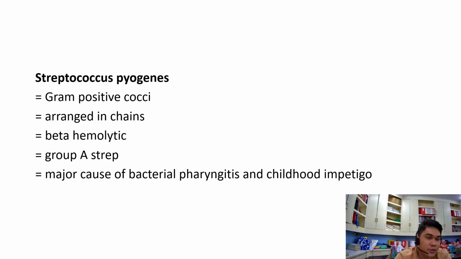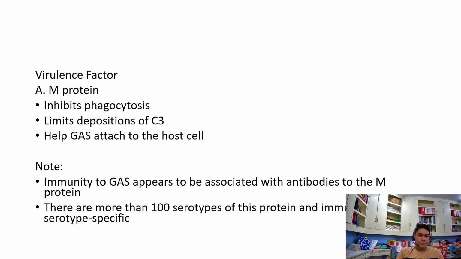The common diseases associated with strep pyo are respiratory tract infection, such as sore throat, and skin infection, for example impetigo. Next is the virulence factor. Virulence factors are substances that assist the bacteria in colonizing the host cell.